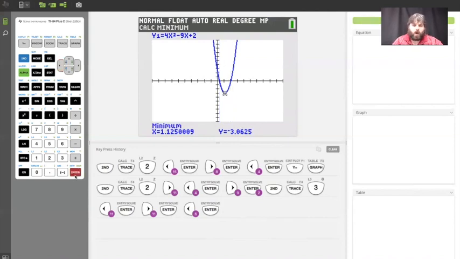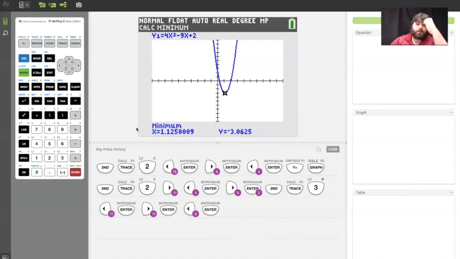There's your minimum, 1.125. Now see how it says 0.00009? Ignore that part. That's a little bit of a rounding error that happens when the calculator calculates this minimum point. Okay? So those are the processes of using your graphing calculator to find those 3 things. Remember though, if you're in a form that tells you something really easy, don't worry about that.